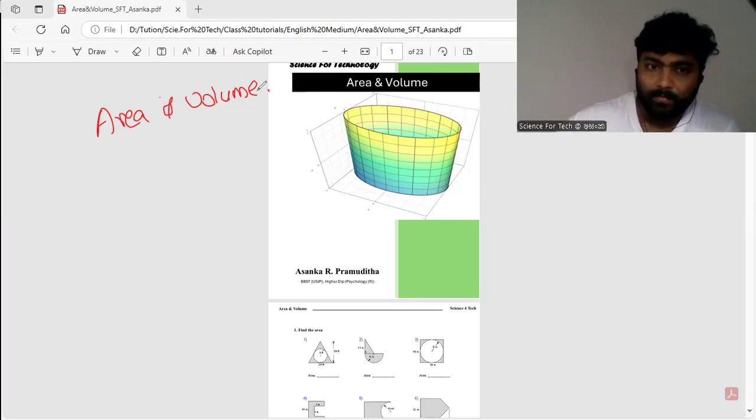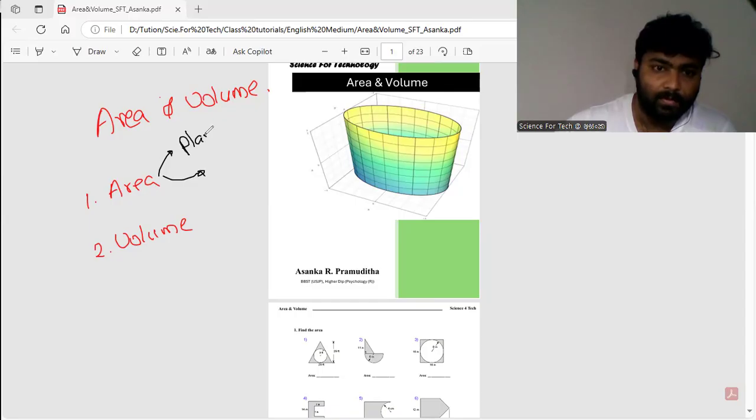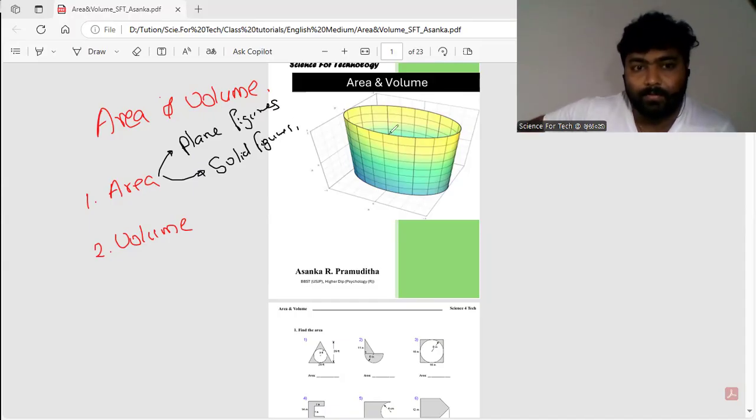In this lesson, there are mainly two parts. One is area, the second one is volume. In area, we have mainly two subtopics: area of plane figures and area of solid figures.